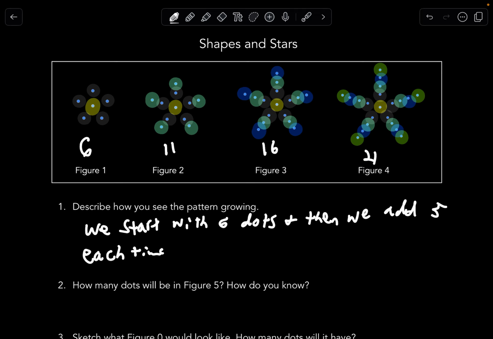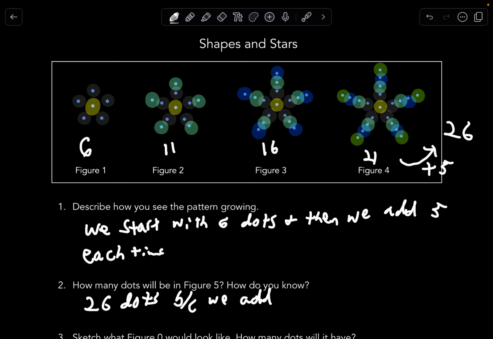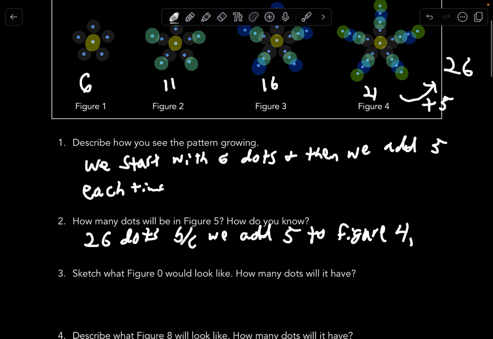How many dots will there be in figure 5? If we're adding 5, it'll just be 26. 26 dots, because we add 5 to figure 4. Okay? And then sketch what figure 0 would look like.